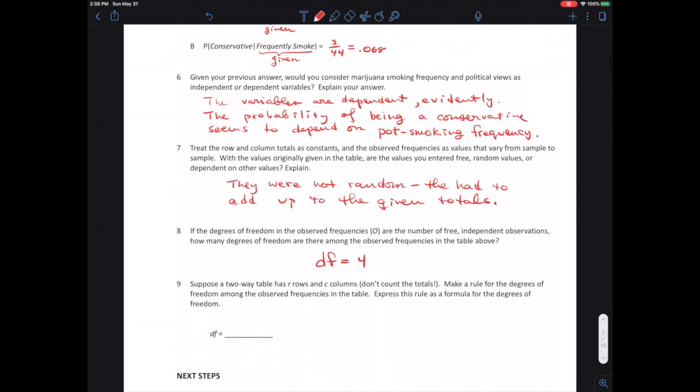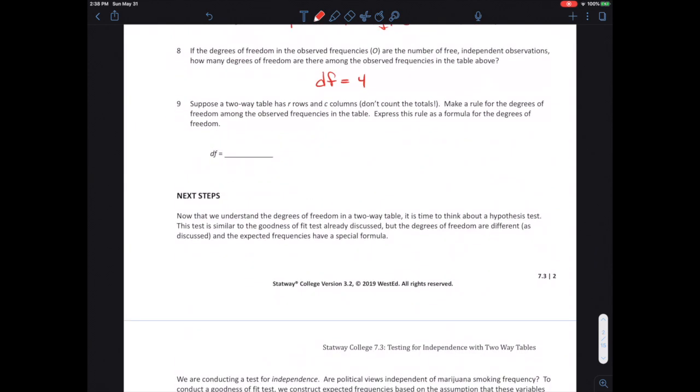Okay, so here's the formula for the degrees of freedom. R is the number of rows. The last one doesn't count, because that has to be the row of values that make the totals.